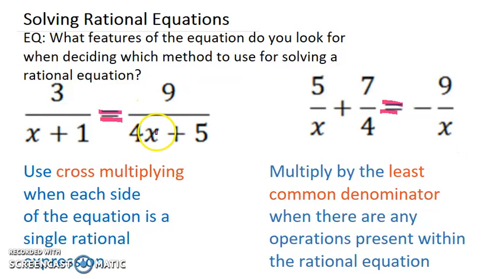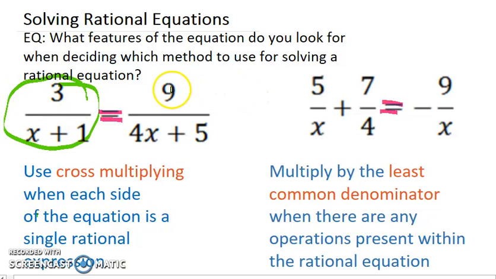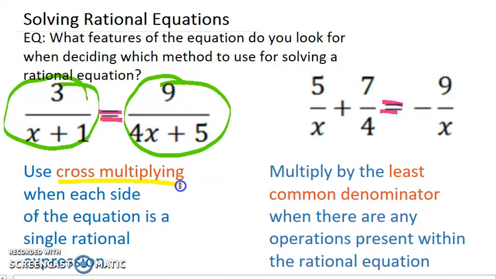So we have two different types of rational equations illustrated here. The first type is we have 3 over x plus 1 equals 9 over 4x plus 5. We have a single rational expression set equal to a single rational expression. We have one single rational expression on each side of the equal sign. When we have this scenario, we want to make sure that we're going to use our cross multiplication method when each side of the equation is a single rational expression. So when you see something set up like this, you want to cross multiply to solve.